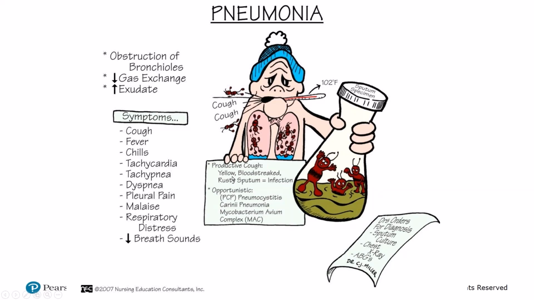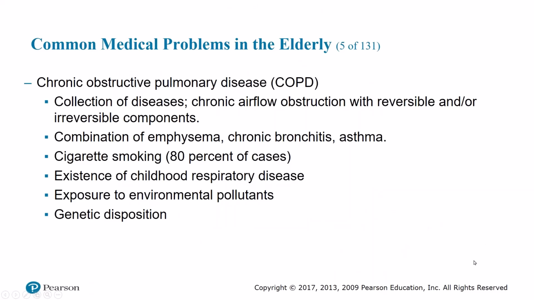But again, the sputum could be yellow with a productive cough, could be blood streaked, could be rusty, different colors, okay? Some opportunistic bacterium in there could be what's called Pneumocystis carinii pneumonia, Mycobacterium avium complex. Also, as we were talking about earlier with the HIV and AIDS patients, you will see a high incidence of pneumonia in that population. So that's something to think about as well.